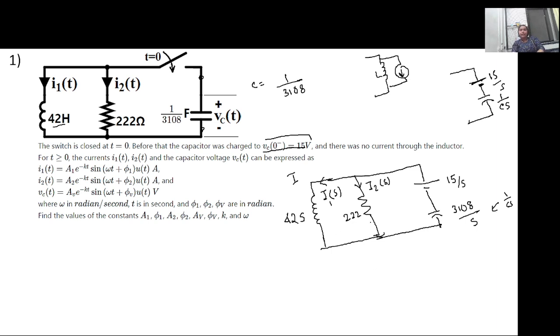Now we have the circuit. Let us assume that a current I(S) is flowing. So we have I(S) equal to I1(S) plus I2(S), right? This is the condition right now. Now we are asked to find I1, I2 and VC. So in order to find I1 and I2, we first need to find what is I(S), right? Then we can figure out the different currents that are flowing in these branches.